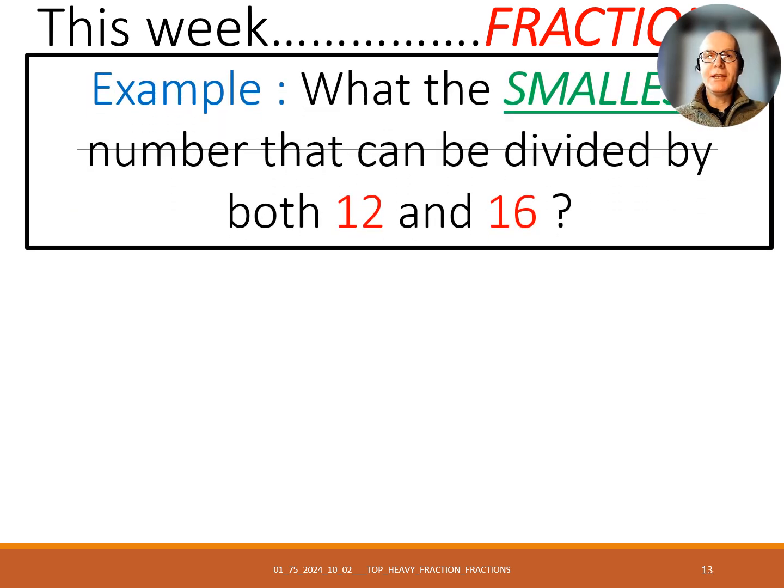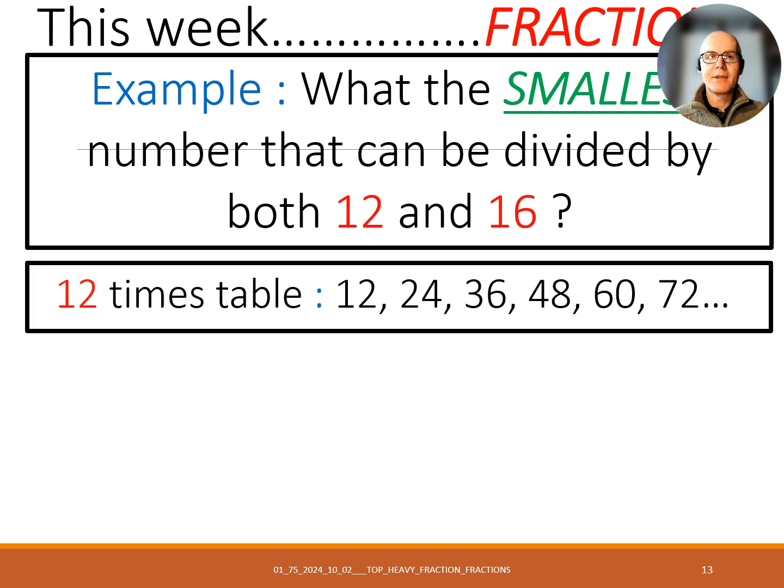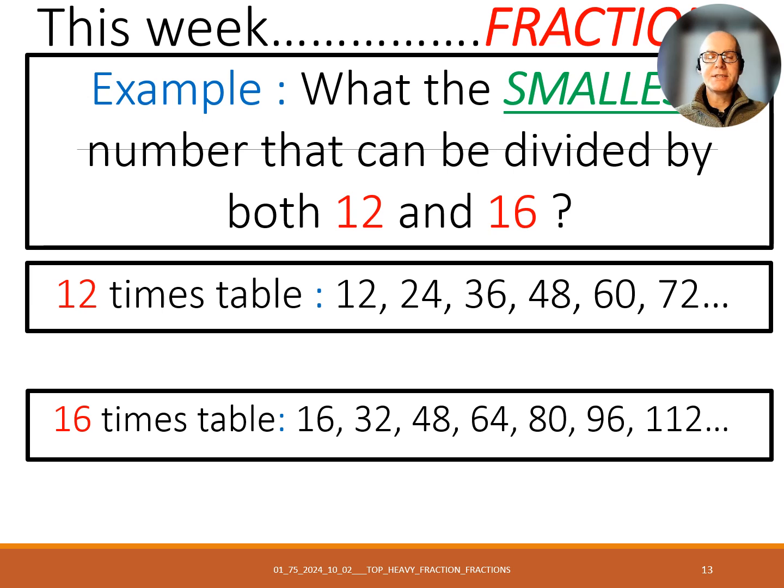So we need to find a common number. What is the smallest number that can be divided by both 12 and 16? Here's the start of the 12 times table and the start of the 16 times table. We need to find the smallest number that appears on both. The smallest number that appears on both the 12 times table and the 16 times table is 48. 48 is going to be our common number.